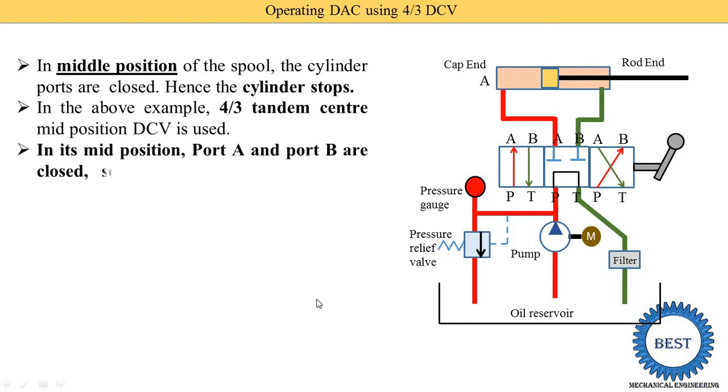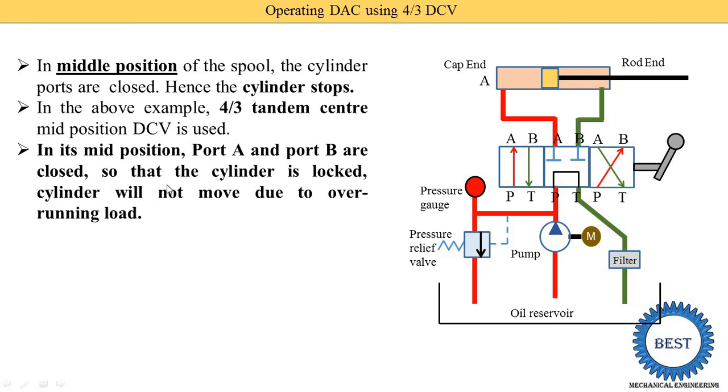In its mid position, port A and port B are closed, so the cylinder is locked. The cylinder will not move due to overrunning loads. Why does the piston not move? Because no oil is supplied, since the oil coming from the P port is supplied to the T port. It goes back to the oil reservoir, meaning oil is not supplied to the cylinder, so it stops in between.